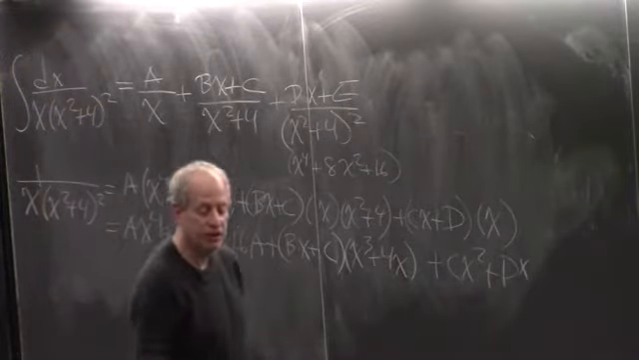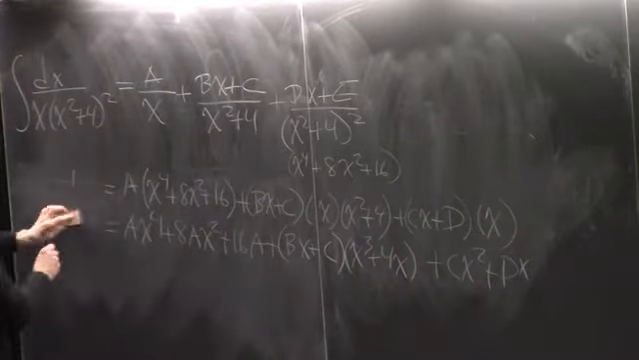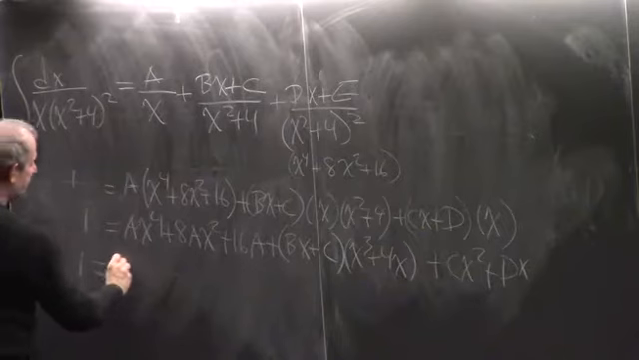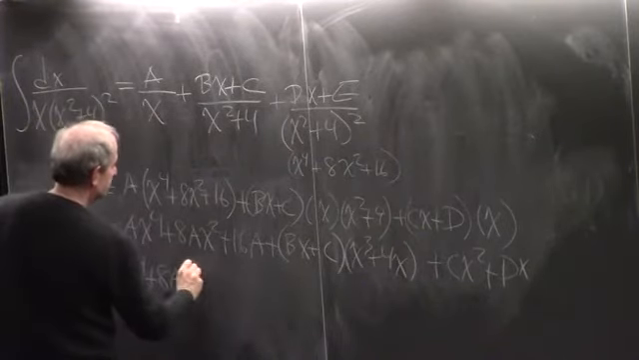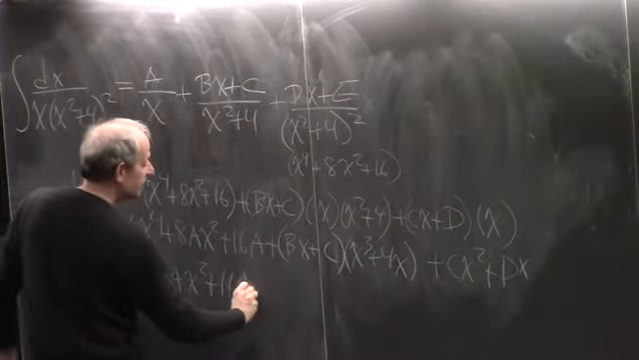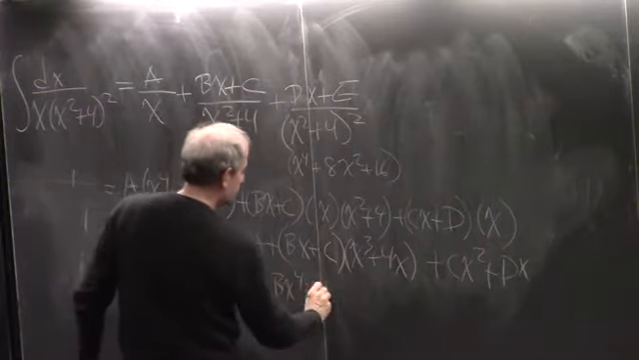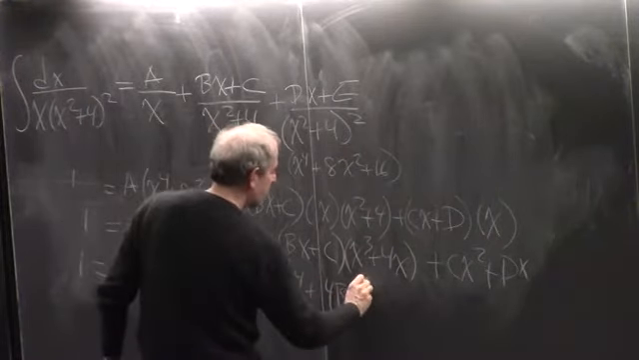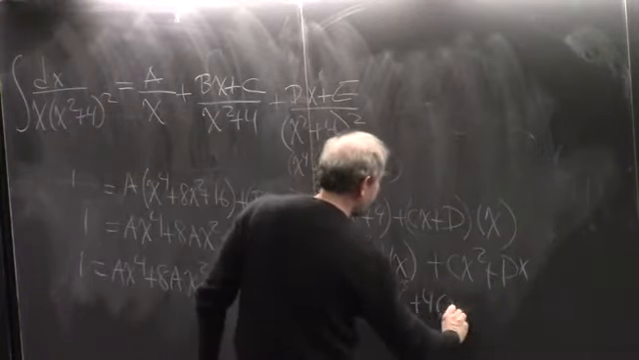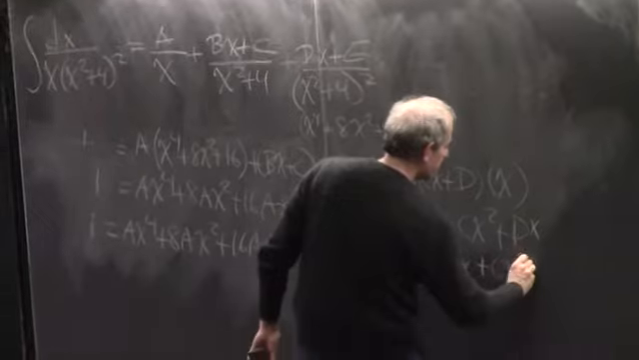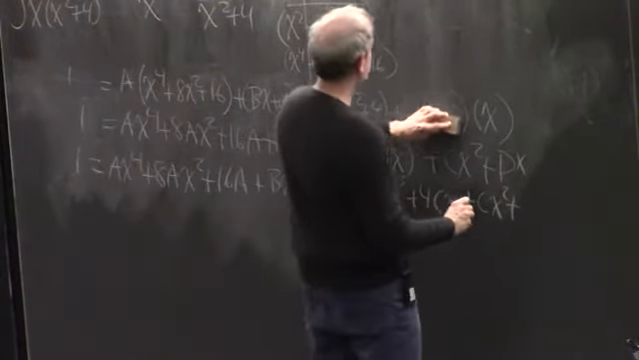And of course the left side is really only 1. So you get 1 is ax to the 4th plus 8ax squared plus 16a plus bx to the 4th plus 4bx squared plus cx cubed plus 4cx plus cx squared plus dx. Wait, I lost something. This should be dx plus e, sorry.